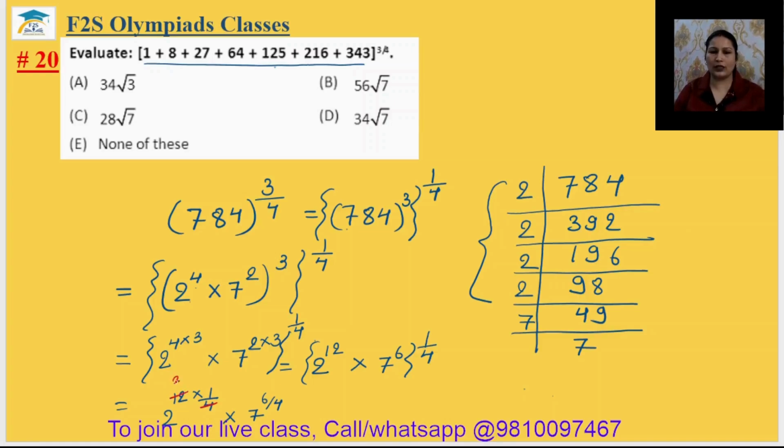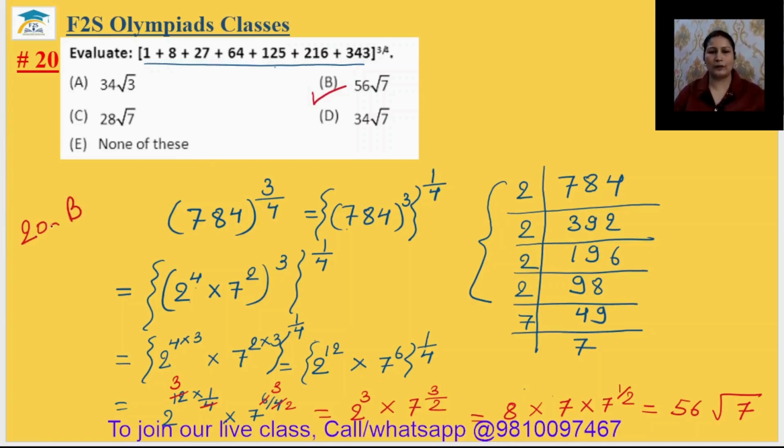4 3s are 12, and here 2 3s are 6 by 4, which is 3 by 2. So it will be 2 to the power 3 multiplied by 7 to the power 3 by 2. That is 8 multiplied by 7 to the power half, where half can be written as under root. That is 56 under root 7. It is in option B. The 20th answer will be option B.